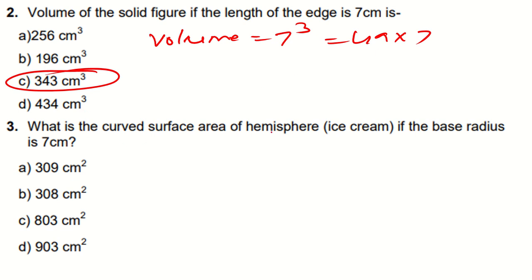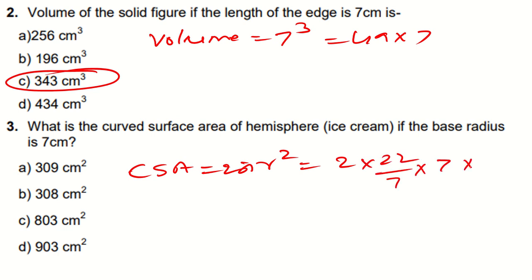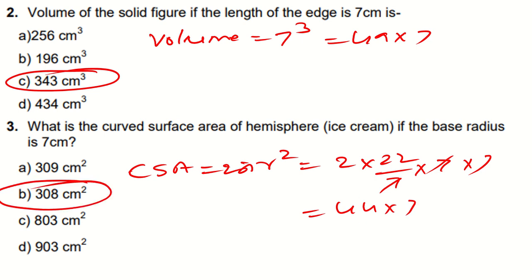What is the curved surface area of the hemisphere ice cream if the base radius is 7? So it is, see, curved surface area of hemisphere is 2 pi r square, means 2 into 22 by 7 into 7 into 7. So 1 7 is cancelled out. 44 multiplied by 7, so 7 times 4 is 28. You see 8 is at one's place only, so this will be the correct answer.